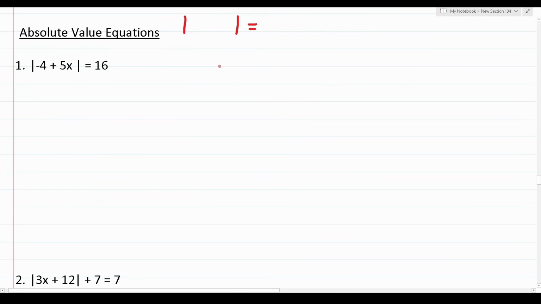So if after isolating your absolute value, it's equal to a negative value, such as negative 5, that tells you that your absolute value equation has no solution. In other words, there's nothing we can plug into this absolute value that will ever equal a negative value such as negative 5. All right, so if after isolating your absolute value, you're left with it equaling 0, that tells you that your absolute value equation has one solution.